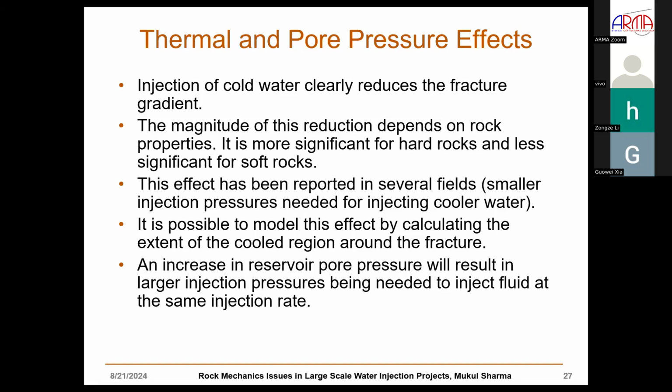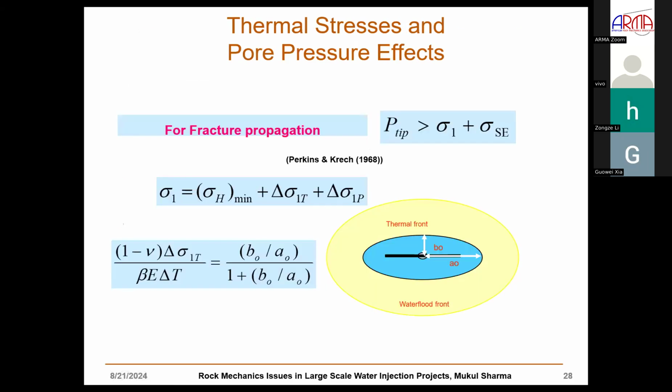Of course, the other effects that are important are thermal effects and pore pressure effects. So injection of cold water clearly reduces the fracture gradient. This has been measured in the field. You can also measure this in the lab, and many studies have been done showing the effect of thermoelastic and poroelastic effects, right? So this is something that you can do analytically, that was done by Perkins and ARCO back in the 70s or in the 60s. And you can see that there's a change in stress associated with temperature and with pore pressure. You can do this analytically. You can also do it numerically, which is what we do today.